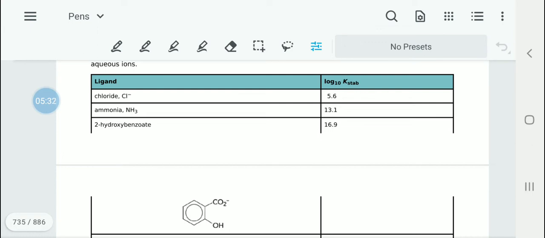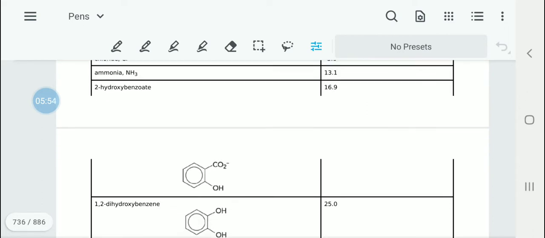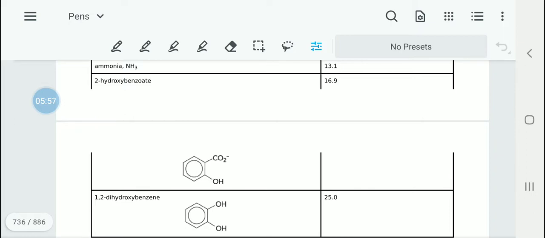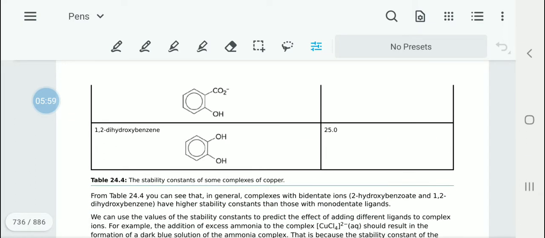Now, for example, chloride ions have a K-stab value of 5.6, that is log to the base 10. Ammonia would have 13.1 as K-stab. So that means the ammonia complex is going to be more stable than the chloride ligand complex. Then 2-hydroxybenzoate 16.9, 1,2-dihydroxybenzene, it is 25, as you can see here.